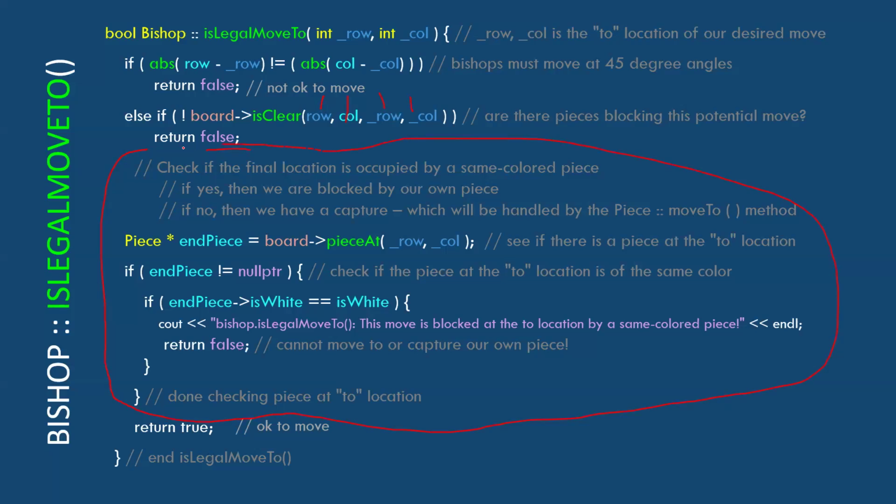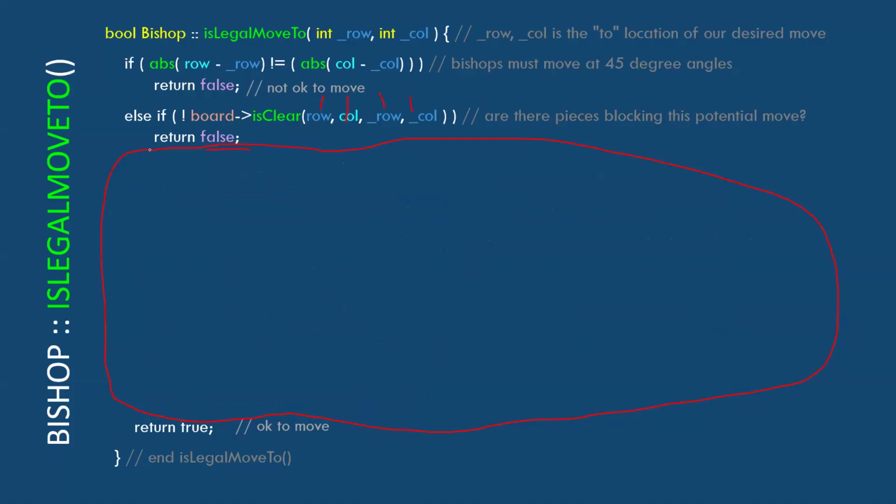The base class can look and see, oh, you're trying to capture your own piece, right? That's not okay. So you do not have to worry about that anymore. And so that really simplifies some of your piece logic, right? So all we're really doing is determining whether it's clear, right? And whether it's moving at a 45-degree angle. And that is that for the bishop, okay?